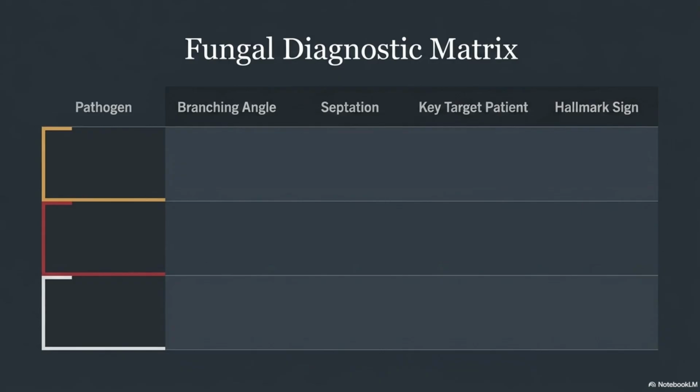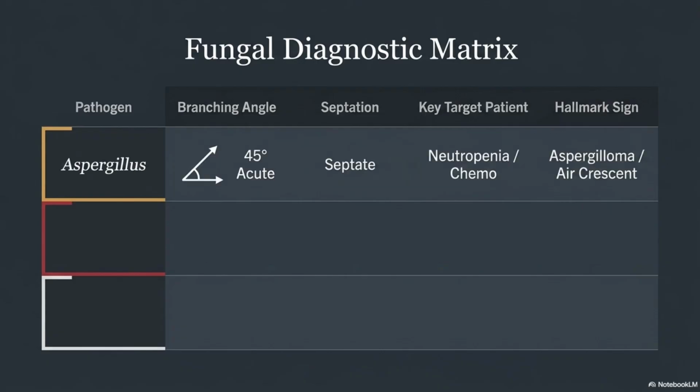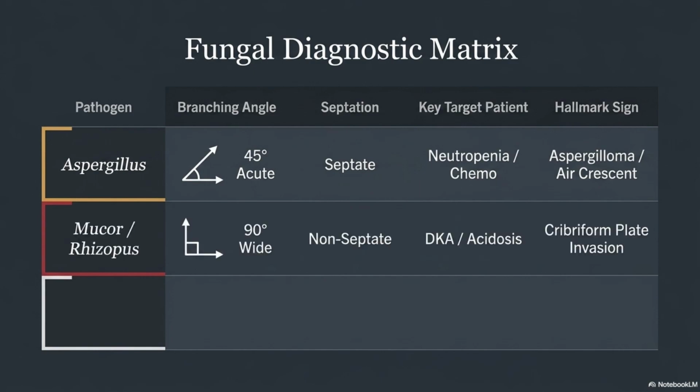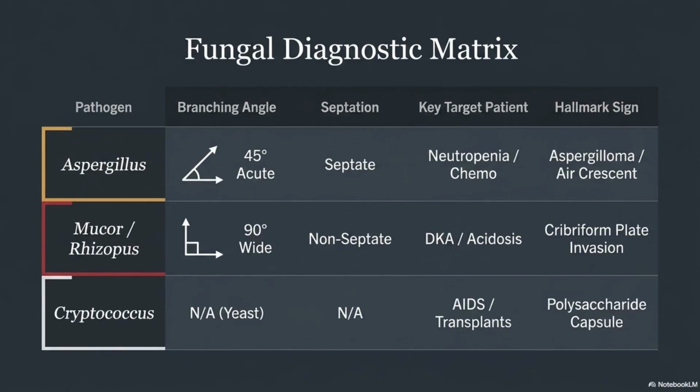Here is your fungal diagnostic matrix to lock all of this into your memory. Aspergillus features a 45-degree acute branching angle, is septate, targets neutropenia and chemo patients, and its hallmark is the aspergilloma or air crescent sign. Mucor features a 90 degrees wide branching angle, is non-septate, targets patients with DKA and acidosis, and its lethal hallmark is cribriform plate invasion. Finally, Cryptococcus is a yeast without branching or septation, targets transplant and AIDS patients, and its hallmark is that massive polysaccharide capsule.